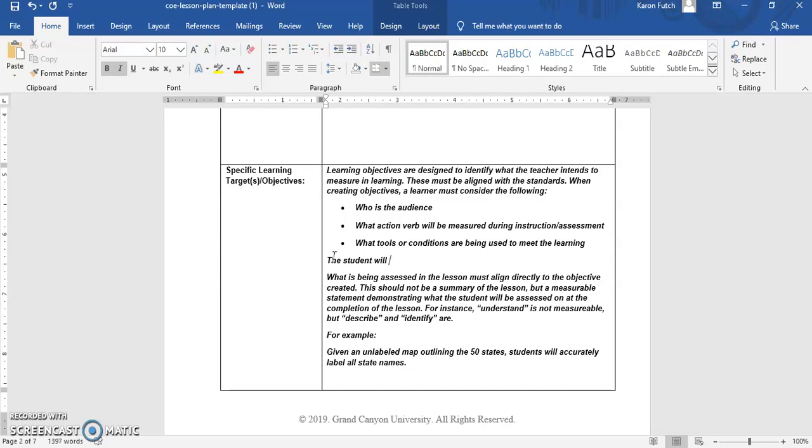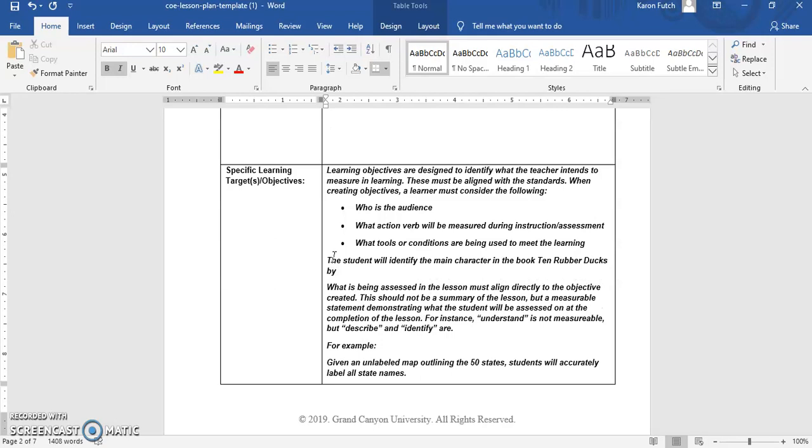And when you put "the student will," it's what you want them to know by the end of the lesson. What is your objective? Let's just say that you want them to be able to identify the main character in a book. That's your objective. So you will put "the student will identify the main character in the book 10 Rubber Ducks by," and I'll get to that in a minute.